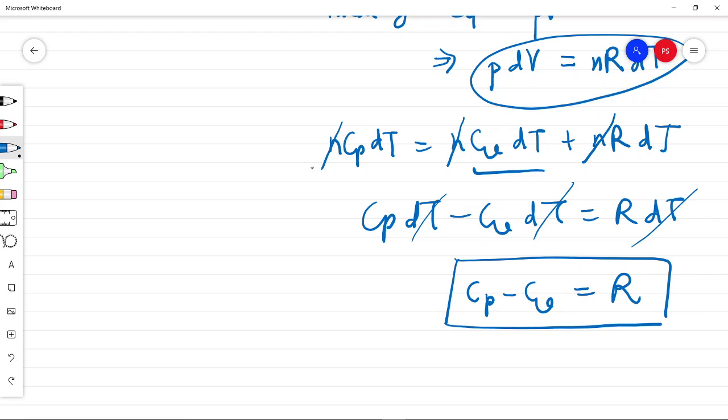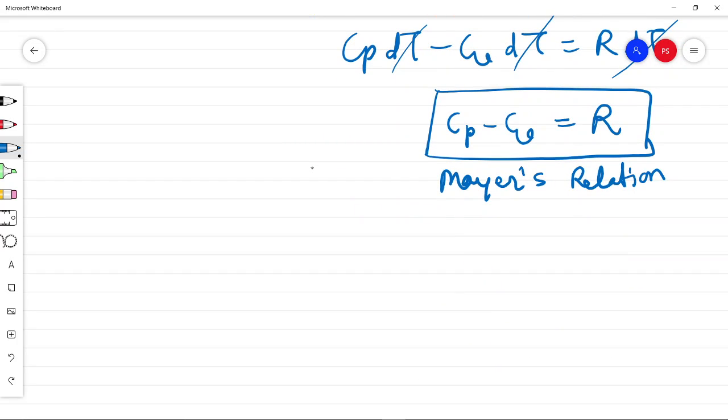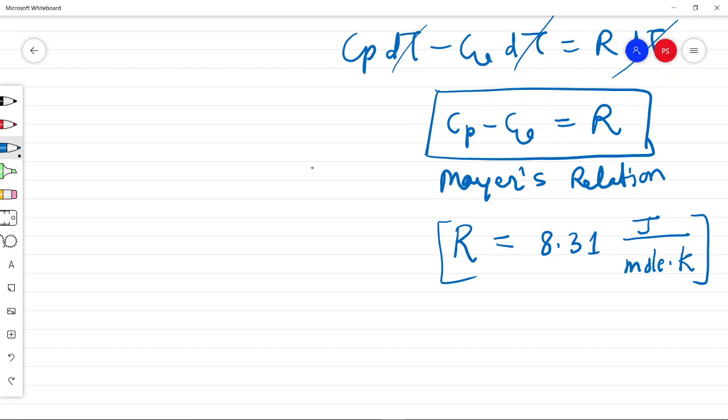This particular relation is called Mayer's relation and it is very fundamental to the thermodynamics related to ideal gas. Experimentally, scientists have found out the value of R for an ideal gas. It is equal to 8.31 joule per mole per Kelvin. This is just a thing to remember.